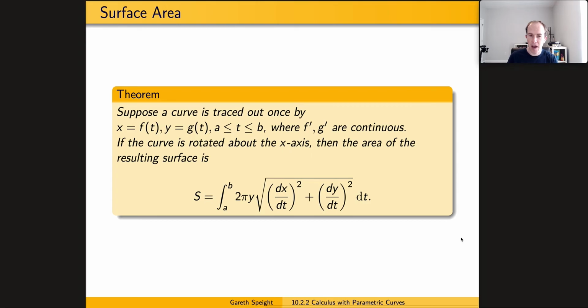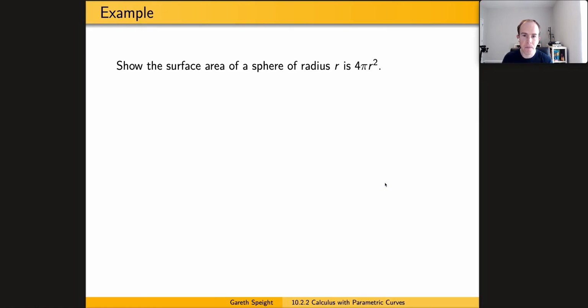Okay, and then the last thing we might want to calculate is the surface area. So suppose we have a curve in parametric coordinates as before. So x is a function of t, y is a function of t. Then if we rotate the curve about the x-axis, here is a formula for the area of the surface. It's the integral of 2 pi y times the arc length element. So that's the integral of 2 pi y square root of (dx/dt) squared plus (dy/dt) squared dt. And of course, if instead of rotating about the x-axis, we were rotating about the y-axis, then instead it would be 2 pi x times the same square root.